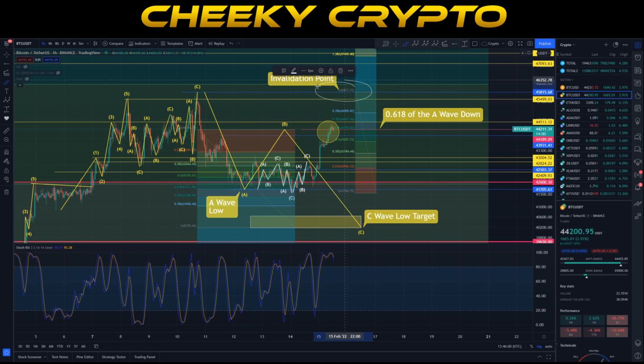So we obviously have this invalidation point just up here, okay? So this is basically the origin of our A wave to the downside. Now this comes in at about $45,817. So we are looking at invalidation all the way up there. Now, obviously where we are right now is right at this point, and I've highlighted this for a very specific reason. This is actually the 0.618 of the A wave down, right?